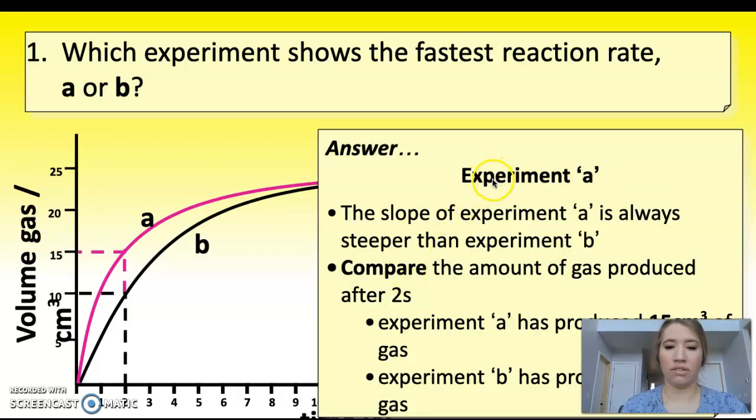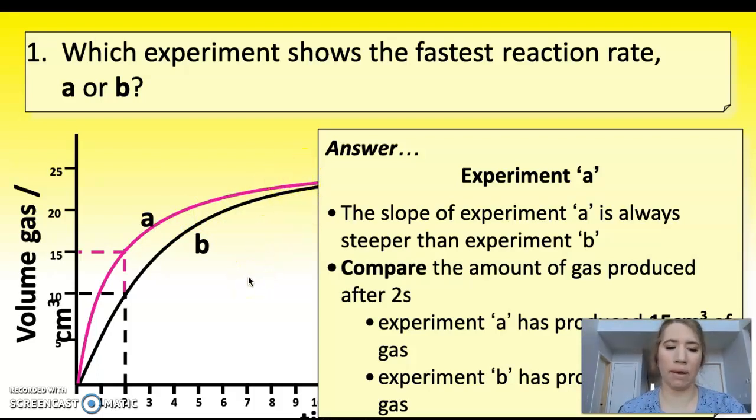The correct answer is A, but how do we know this? Well, when we look at the slope of the line, which would indicate the reaction rate, we see that the slope is much steeper. We have a greater slope, and so that means a faster reaction rate. So that's why A has the fastest reaction rate.